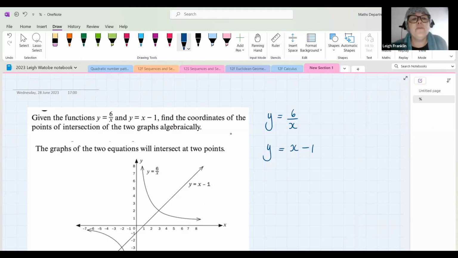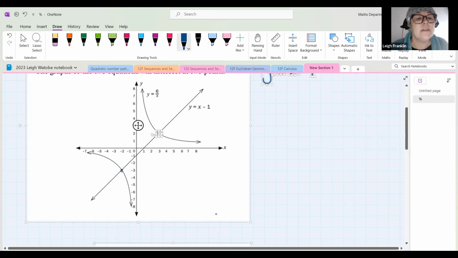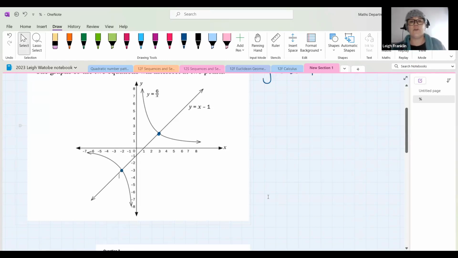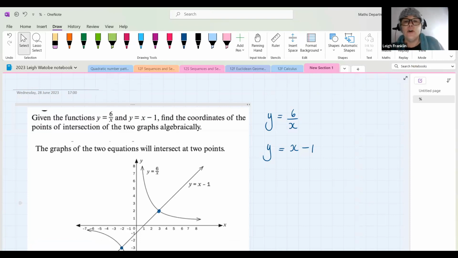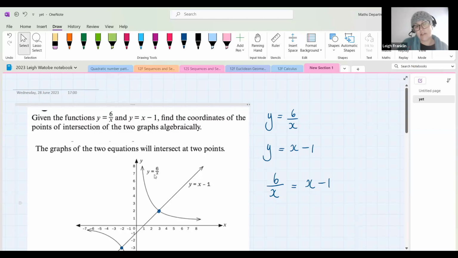Since both of them are equal to y, the easiest thing for you to do here is make them equal to each other. When you make them equal to each other, you can calculate the coordinates at this point of intersection and this point of intersection over there. So in equating them to one another, you would end up with 6 over x being equal to x minus 1. That's the easy part, knowing that you have to equate them to each other. The hard part now is what comes next.